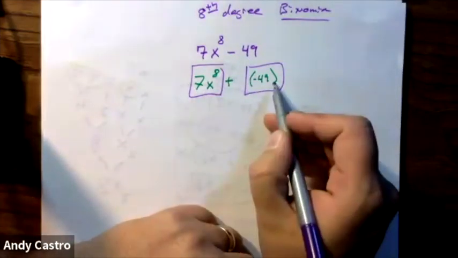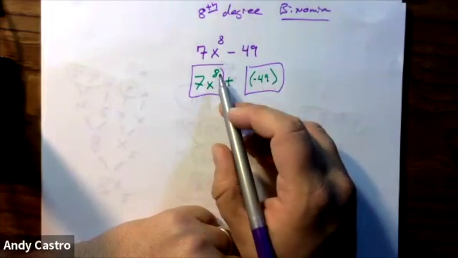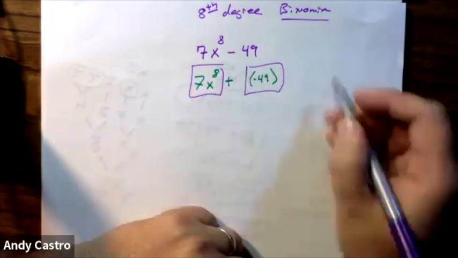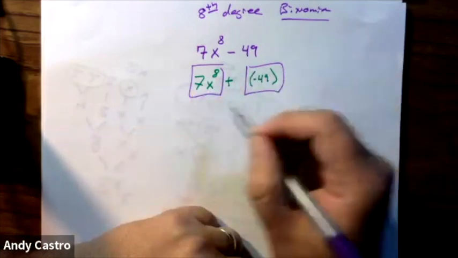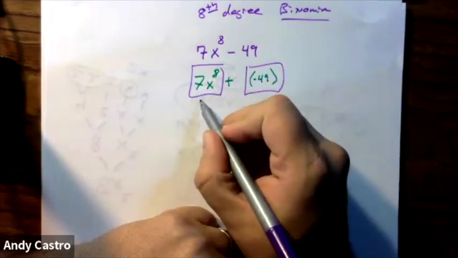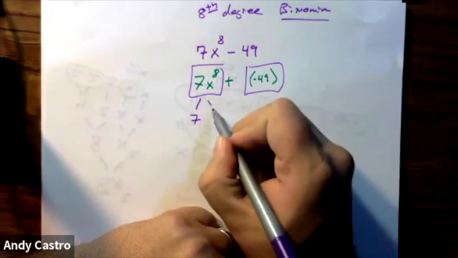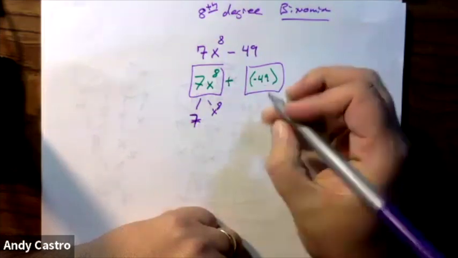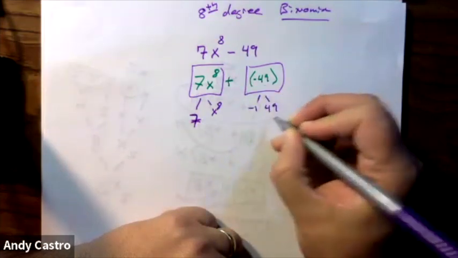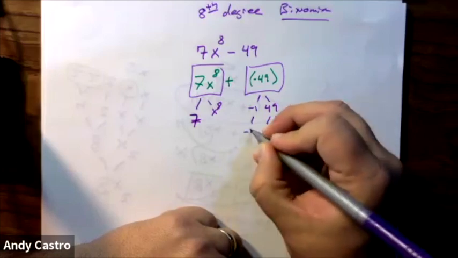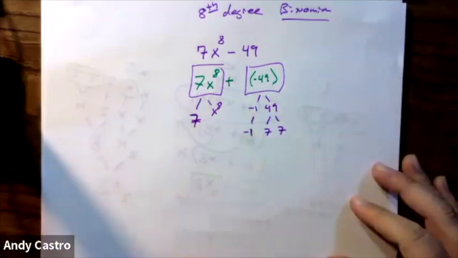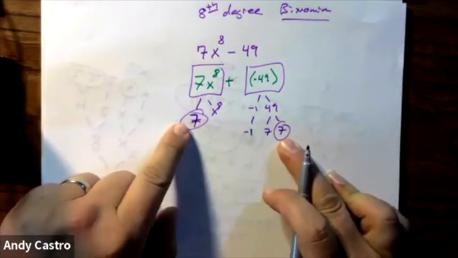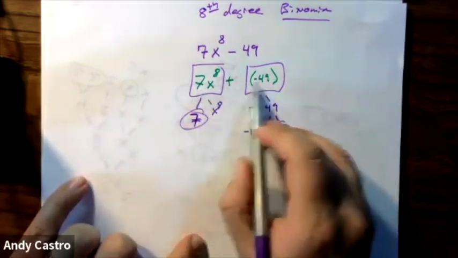So what can I pull out of here that's common? This has eight x's, but this has no x's, so there's no x that can be pulled out of both. So what are the common factors here? If we look at just the number, this is 7, and x to the 8th, but we won't break that down because we don't have any x's over here. If I look at the -49, that's -1 and 49, and then I break down the 49, that's 2 7s. So I know I've got two positive 7s that are the same, so I can pull a positive 7 out of each one.